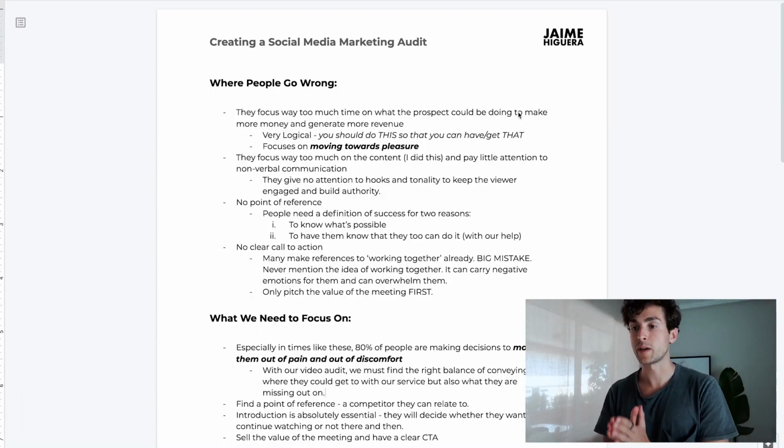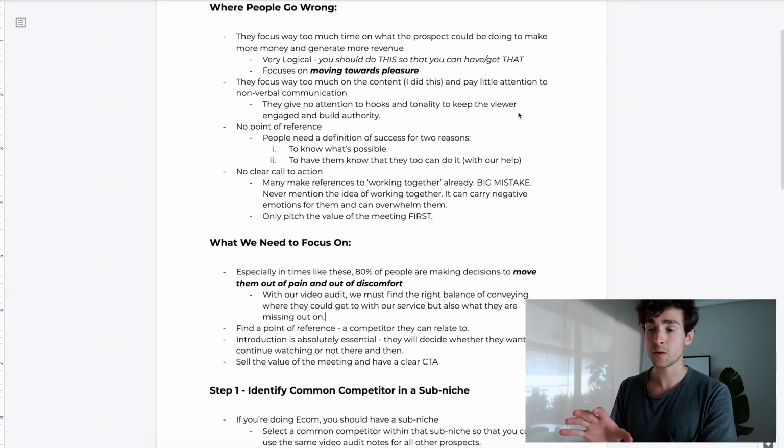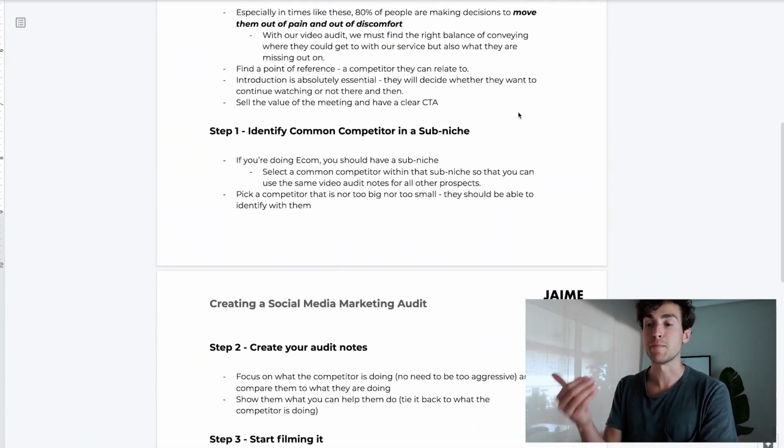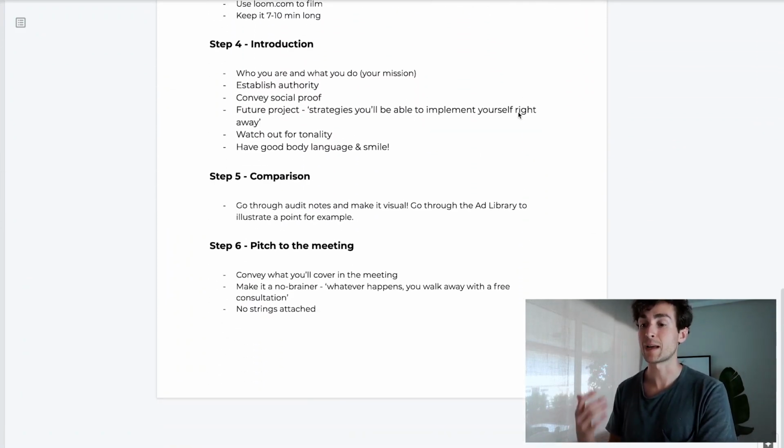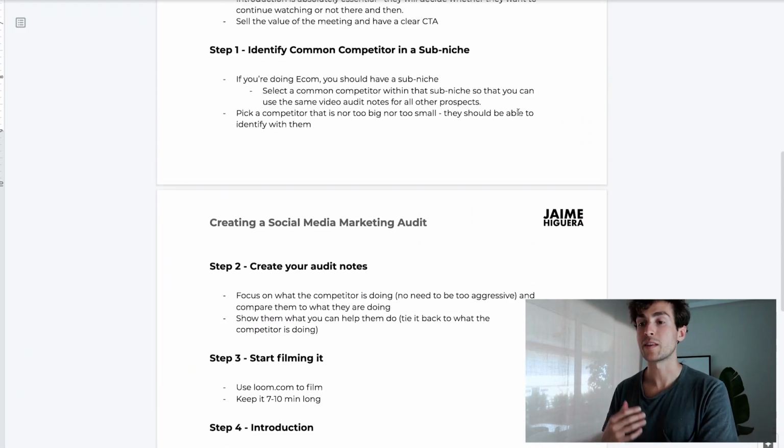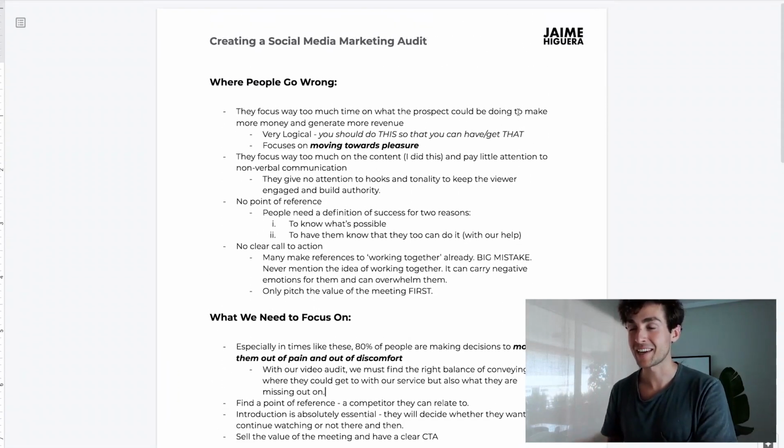So here we are inside my computer. Now, the way I've divided this document is, first, we're going to cover where people usually go wrong and the biggest mistakes I see people make with their audits. Secondly, we're going to cover what we actually need to focus on. And then once we know, we can actually implement and take action. So we're going to go step 1, step 2, step 3, step 4, and step 5. And finally, we're going to end with step 6. So very excited for this, and let's get right into it.